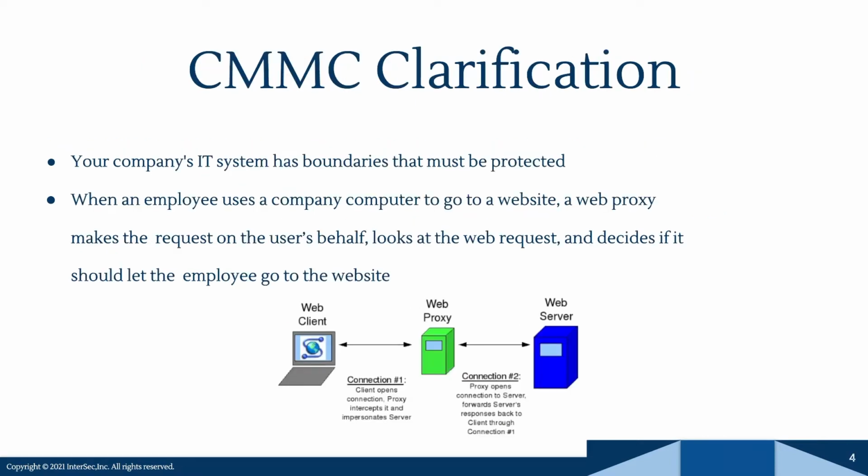Now, let's understand SC.1.175 from a CMMC perspective. Your company's IT system has boundaries that must be protected. When an employee uses a company computer to go to a website, a web proxy makes a request on the user's behalf, looks at the web request, and decides if it should let the employee go to the website, as you can see in the image below. As a reminder, do not place the internal systems on the same network as the publicly accessible systems.